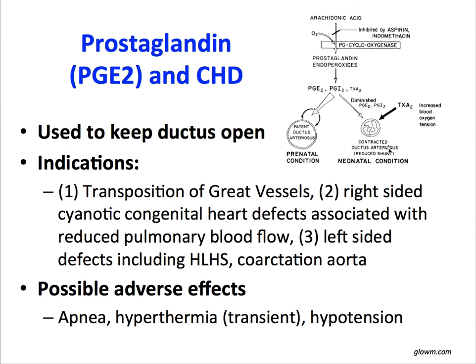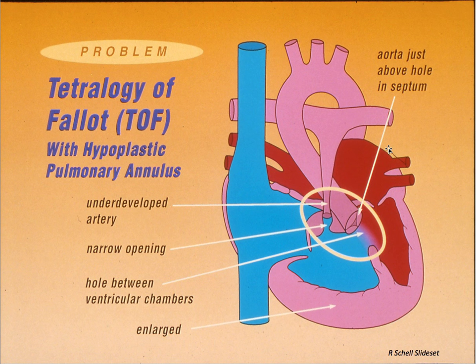Now, when you turn on a prostaglandin and administer it to a patient, neonates can go apneic, so they'll often remain intubated during the administration of prostaglandins. They also can get a temperature spike, which is often transient, and the blood pressure can drop sometimes. So those are complications of prostaglandins: apnea, hyperthermia, and hypotension.